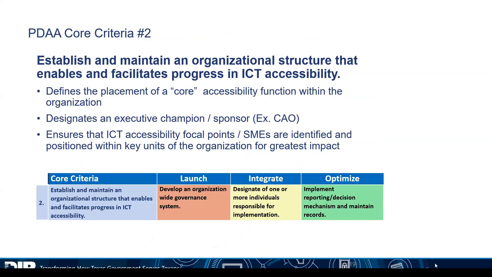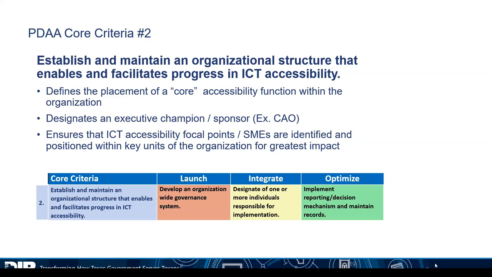Then the second criteria is establishing and maintaining an organizational structure, as we talked about. You need to figure out where you want to place the accessibility function within the organization. I call that a core accessibility function. In a smaller organization, that may be all you need. If it's larger, I'll talk about that in a minute. But the other thing that's important is you need to designate an executive champion or sponsor, somebody that's got accessibility stamped on their forehead.